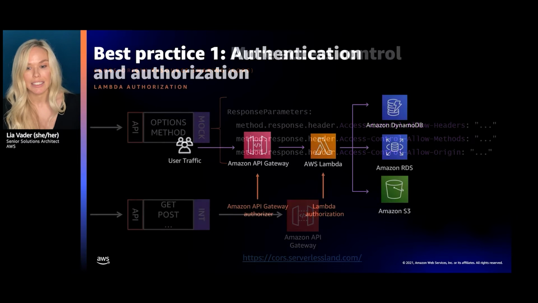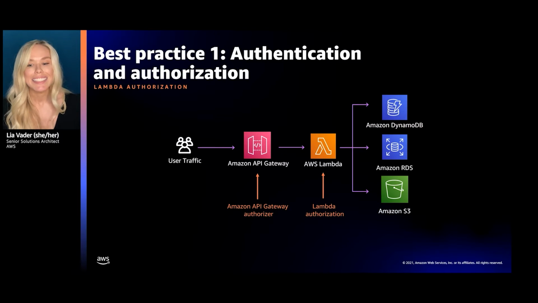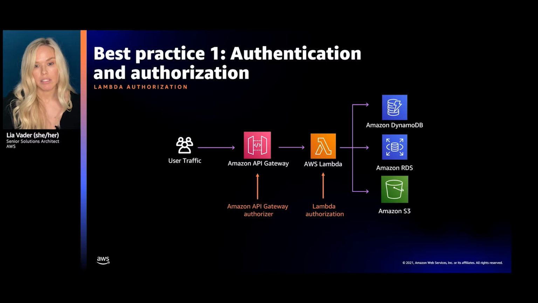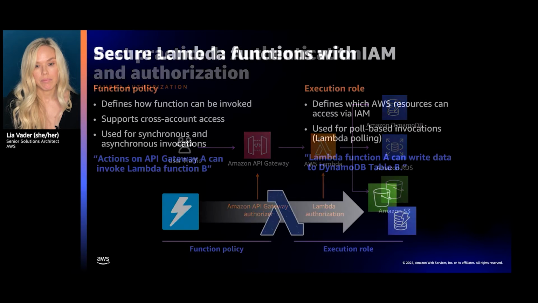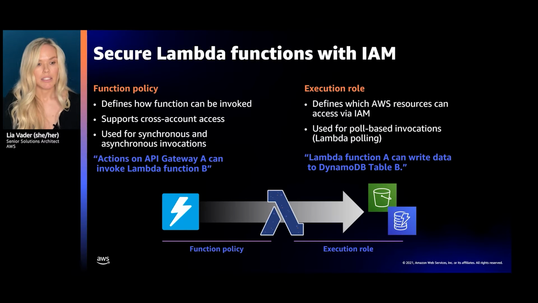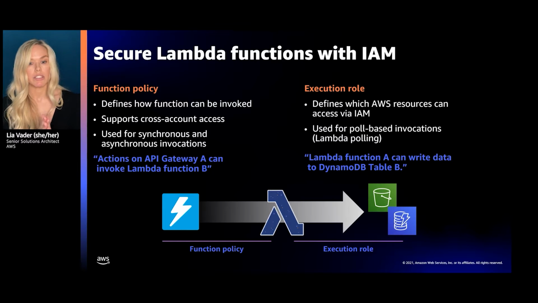So moving on to Lambda, we need to consider authorization. Let's start with understanding the function policy and the execution role. This may look familiar if you've gone through a Lambda talk before. On the left-hand side, we have the function policy. This defines who can invoke the Lambda function. And in our case, it's API Gateway.